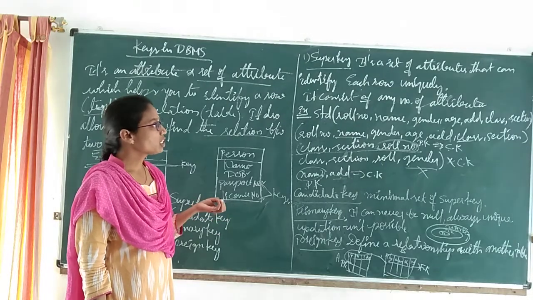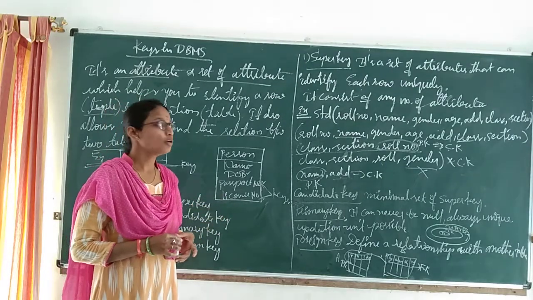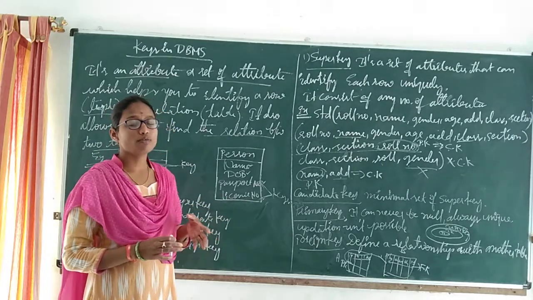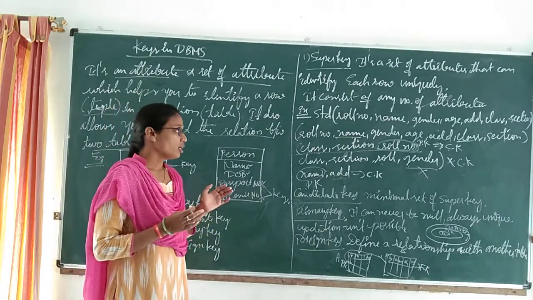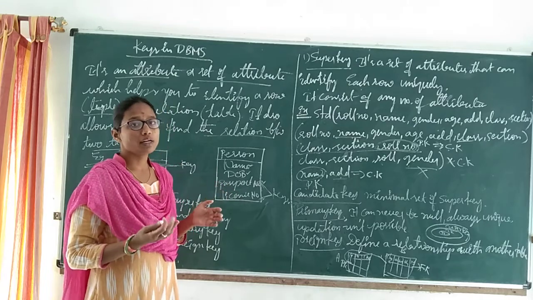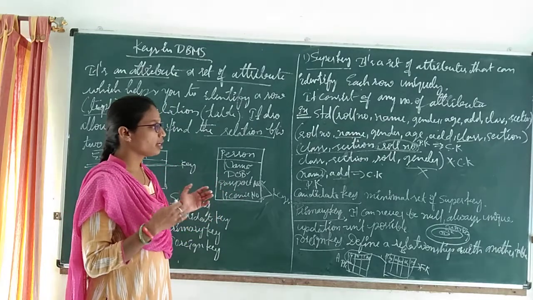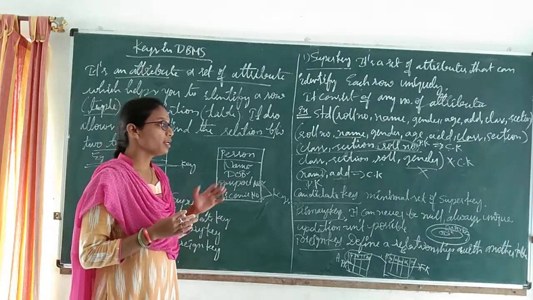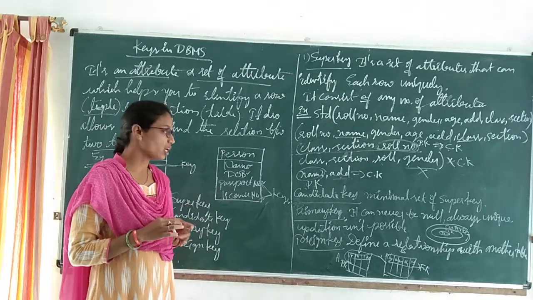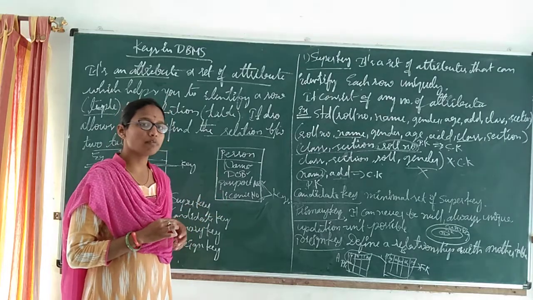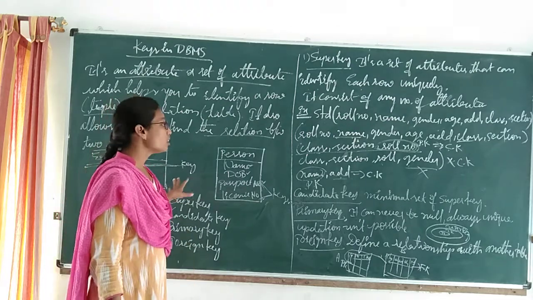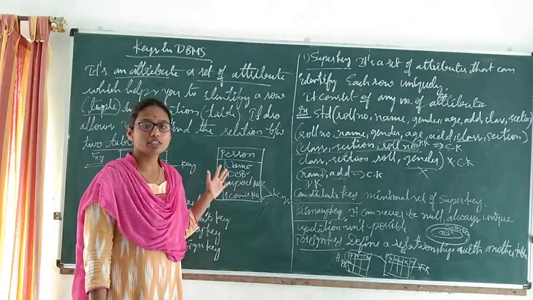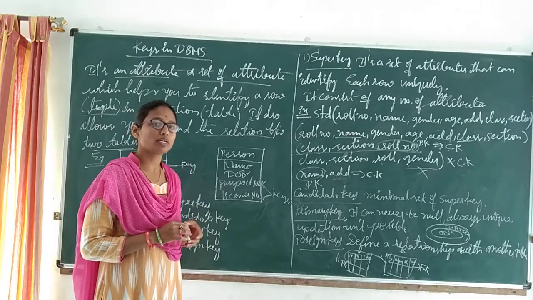A super key is a set of attributes that can identify each row uniquely. It consists of number of attributes. Primary key: primary key is having a unique identification values. It can never be null. And the candidate key is the minimal set of super key. Foreign key defines a relationship with another table. This is a very important concept in the RDBMS, relational database management system. I hope you understand this lecture.